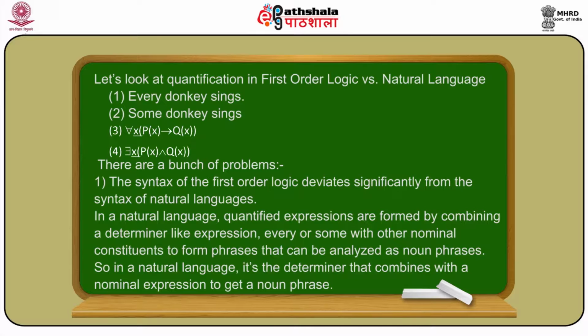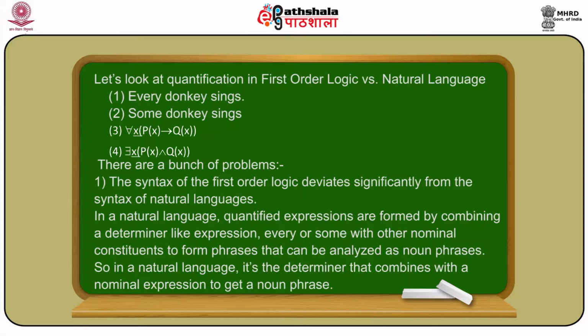Now, what is the problem with expressing things in this way? In the examples that I just gave you, the predicate letter P translates donkey, and the predicate letter Q translates sings. Now, there's a bunch of problems. One is the syntax of first order logic deviates significantly from the syntax of natural language. In a natural language, quantified expressions are formed by combining a determiner-like expression, every or some, with other nominal constituents to form phrases that can be analyzed as noun phrases. So you have a determiner plus a common noun, maybe some modifiers. Some nouns have arguments and so on, but whatever nominal thing you have.